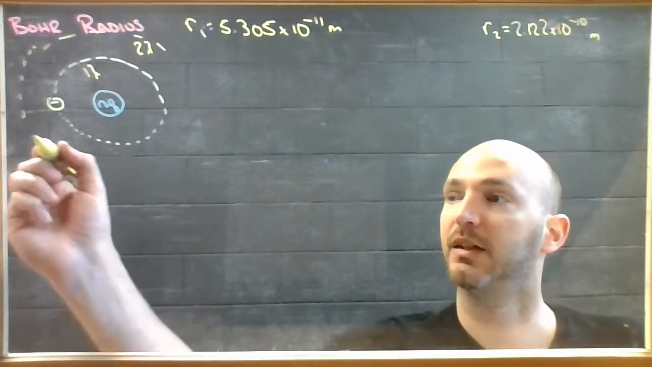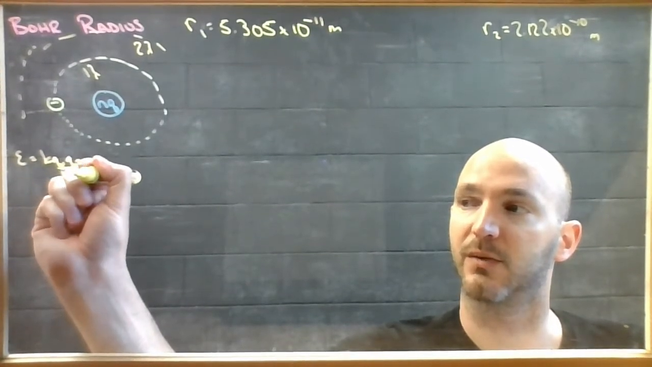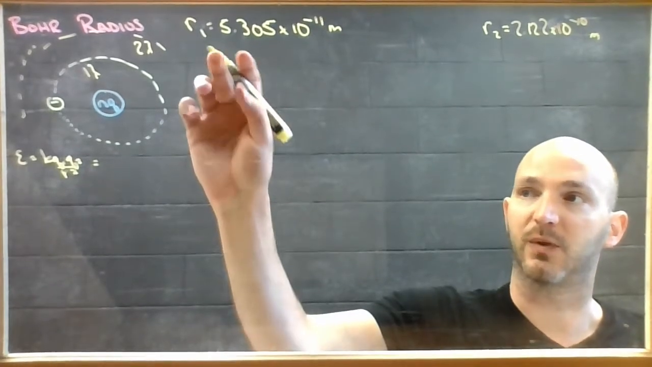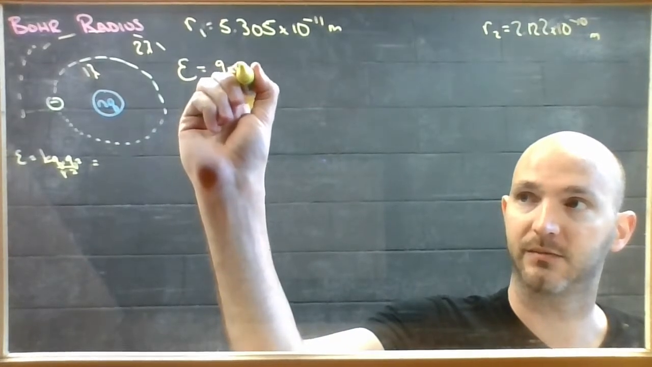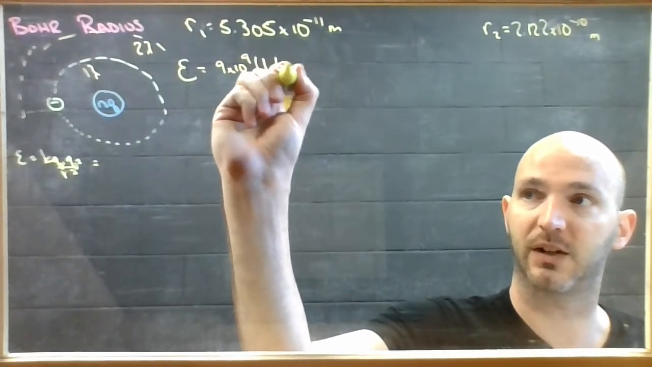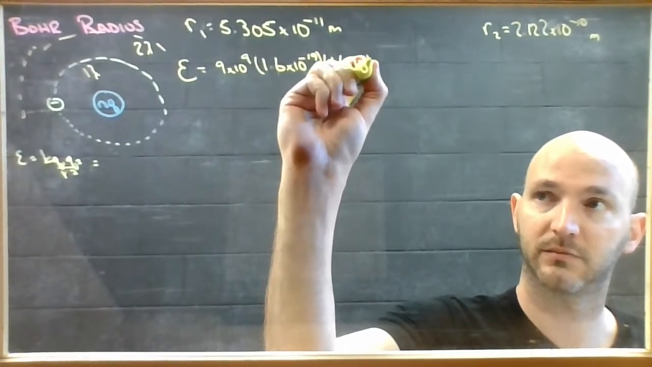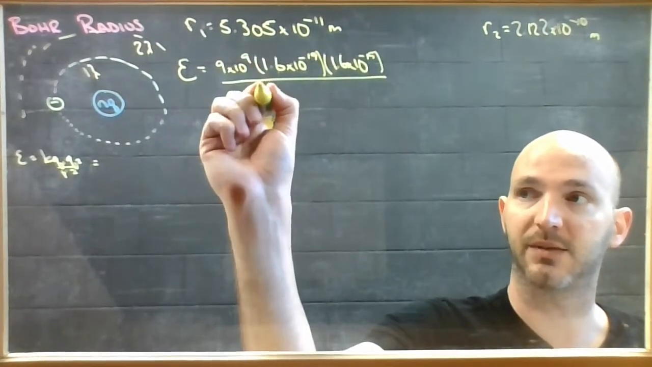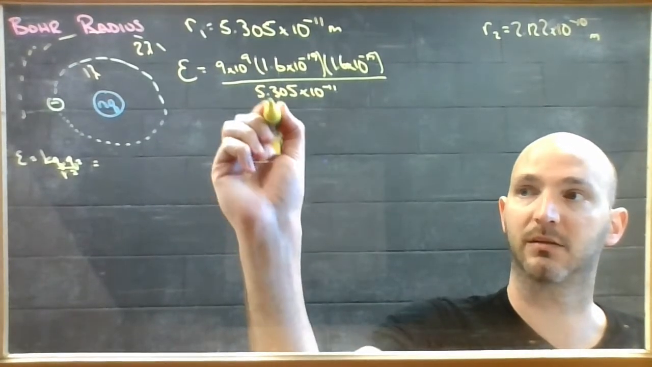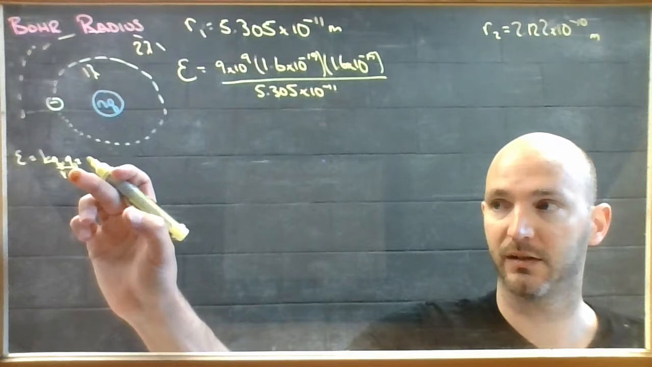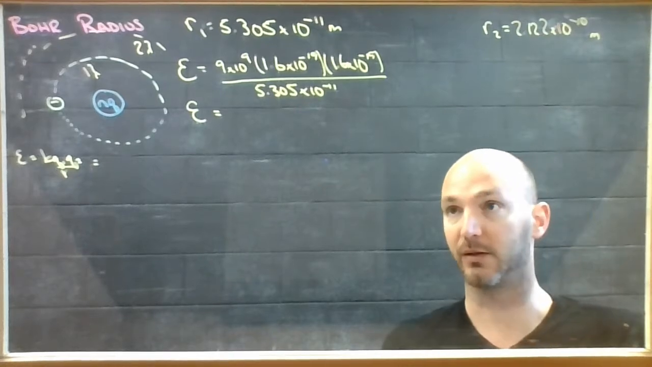First off, the electrostatic energy would be k Q1 Q2 over r squared. At this particular radius, that would be 9 times 10 to the 9 times the charge of the electron times the charge of the proton at the center, divided by this radius. And because it's energy, it's not squared. Alright, so let's give that a try.